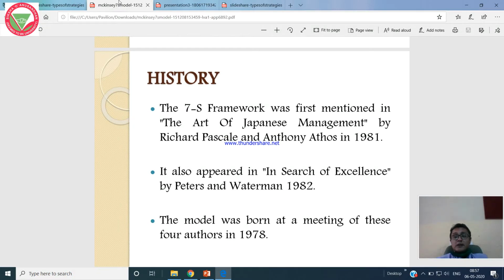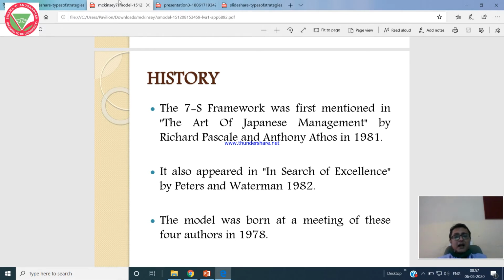So the concept of the 7S framework was first mentioned in The Art of Japanese Management by Richard Pascale and Anthony Athos in 1981. It also appeared in In Search of Excellence by Peters and Waterman in 1982. The model was born at a meeting of these 4 authors in 1978. So if you see, there are 4 authors mentioned here: Richard Pascale, Anthony Athos, Peters and Waterman. These 4 derived the concept of the 7S framework.